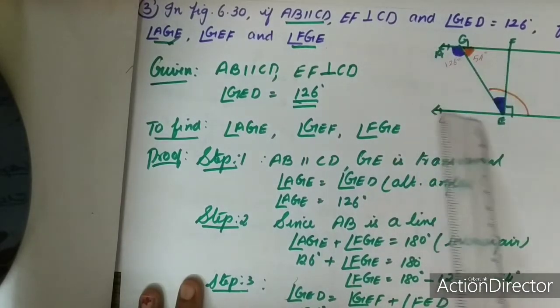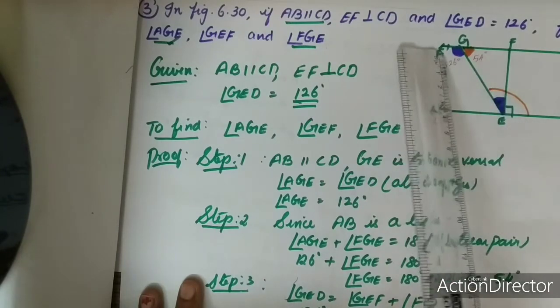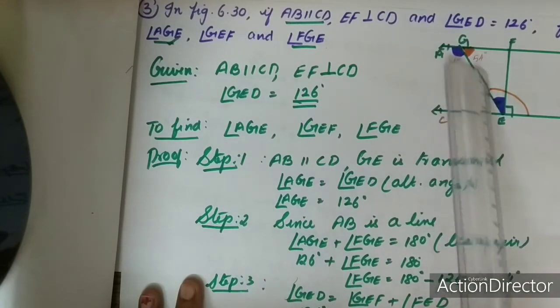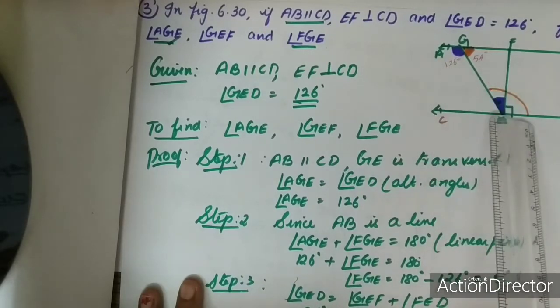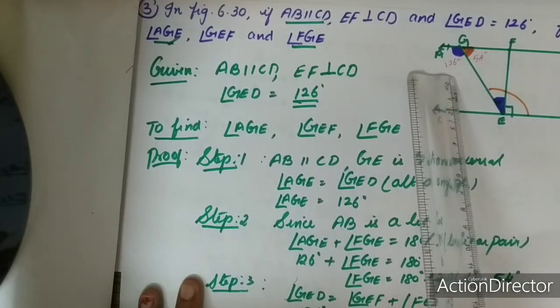If the two lines are parallel, then alternate angles are equal. Therefore, angle AGE is equal to angle GED. So I marked over here, both will be equal to 126. So this angle is 126. Immediately you write it with pencil over here. This is the first angle we have found.